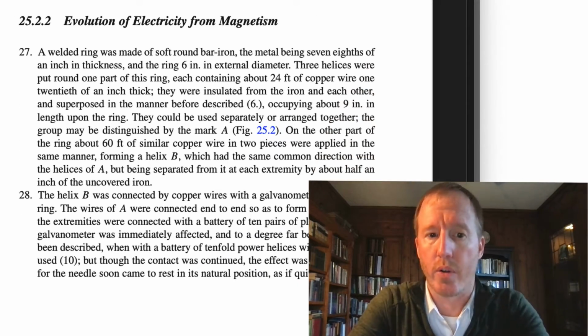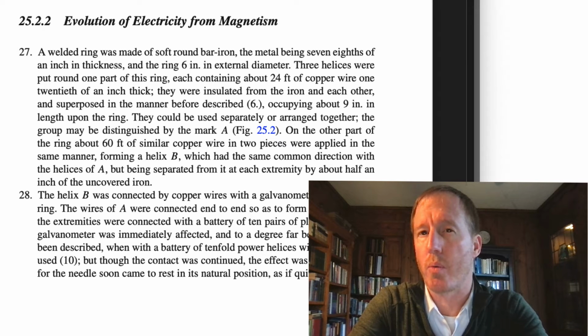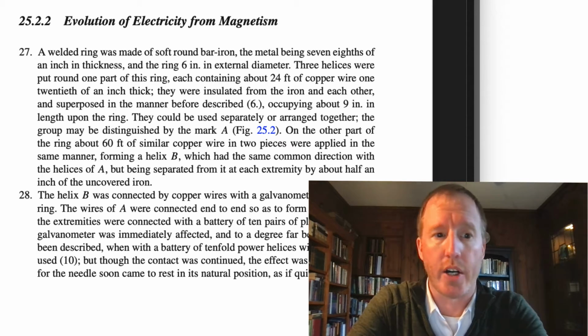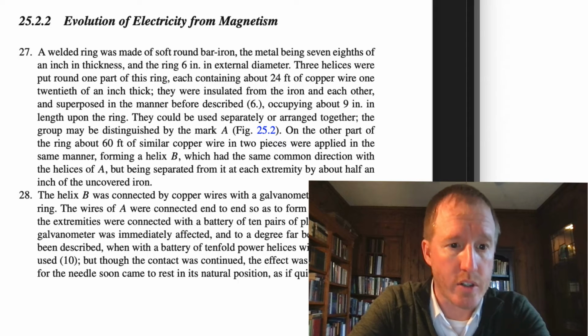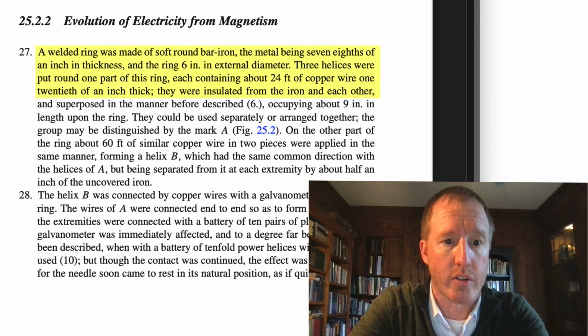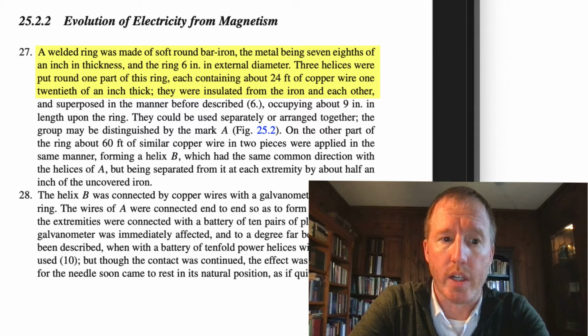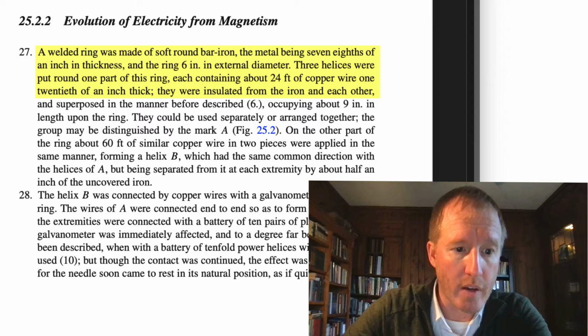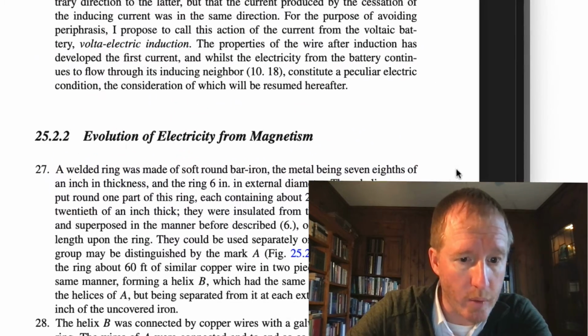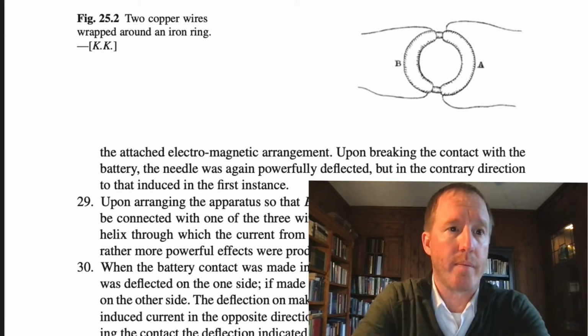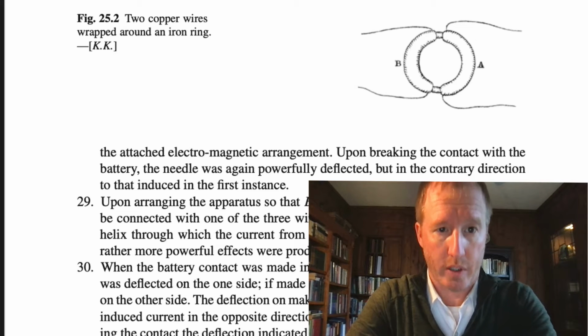So the first thing that he's going to do is reproduce one of his earlier experiments, but instead of having two interpenetrating coils of wire that are wrapped around a common wooden dowel, he's going to wrap these coils independently around an iron ring. He gives the dimensions of the iron ring. He says it's 6 inches in external diameter, and he wrapped helices of copper wire that were 1/20th of an inch thick around both sides. If we were to jump ahead, we would see that the diagram, figure 25.2, shows what this looks like.